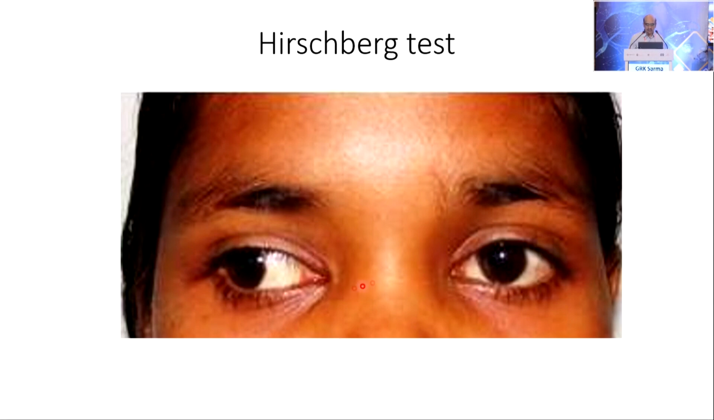Hirschberg test is shining a narrow beam of light and looking at the reflection of the light on the pupils. You can see that on the left side, it is almost in the center, but on the right side, it is on the margin of the cornea. That shows that the eye is deviated. One eye is deviated, one is not deviated. This is an obvious case of deviation, but in more subtle cases, this becomes really useful.